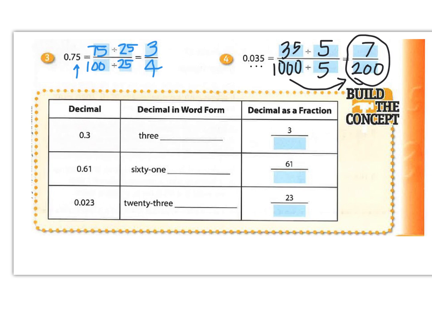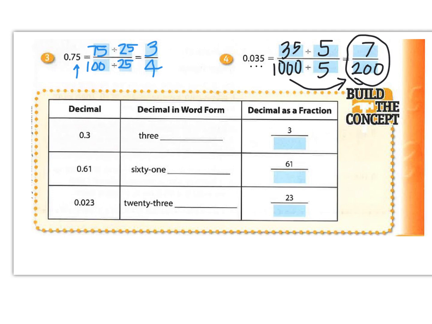Here it says the decimal, then the decimal in word form, and then the decimal as a fraction. So it is very important that we are able to read and write decimals in word form so that we can make it into a fraction. Sometimes it is much easier to work with fractions than decimals, so you want to be able to quickly make it into a fraction to help you.